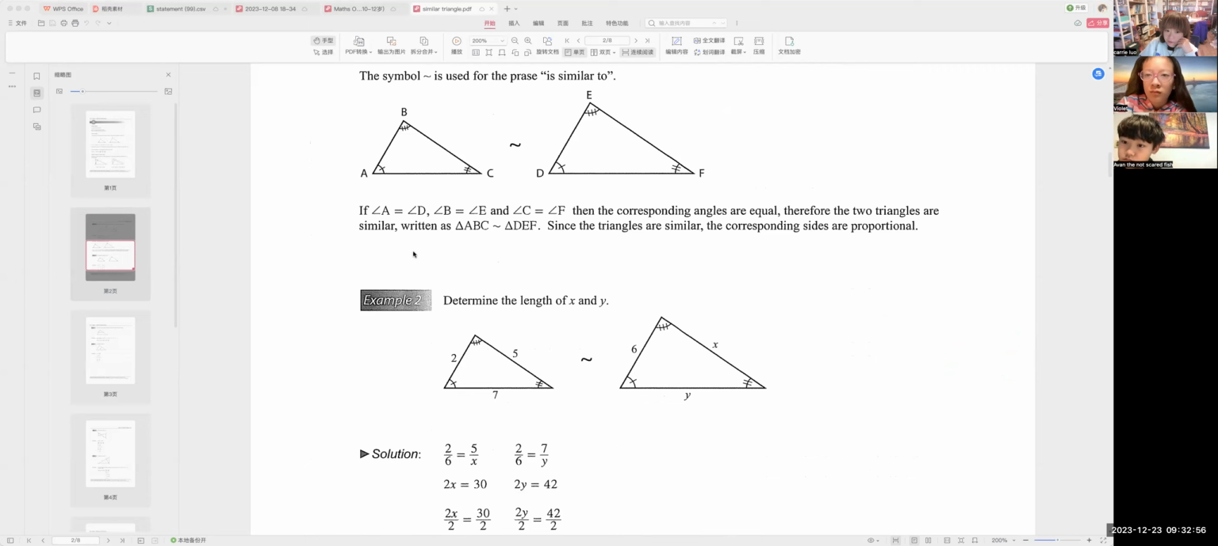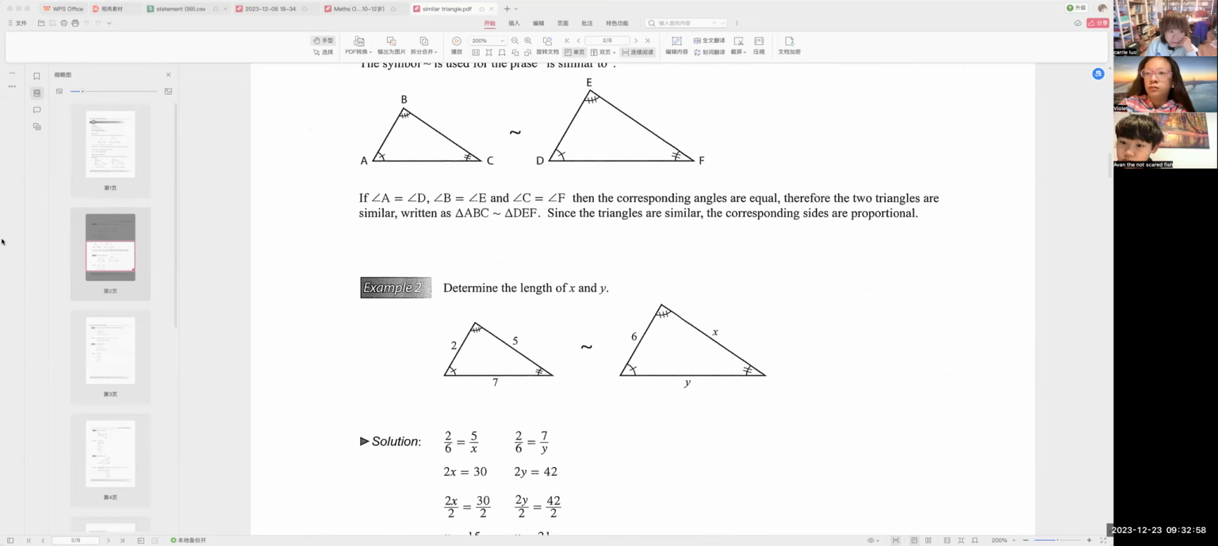Okay, let's take a look at this one. We have sample 2. Everybody, we have two triangles. They're similar to each other. And 2 to 6 equals 5 to x equals 7 to y.